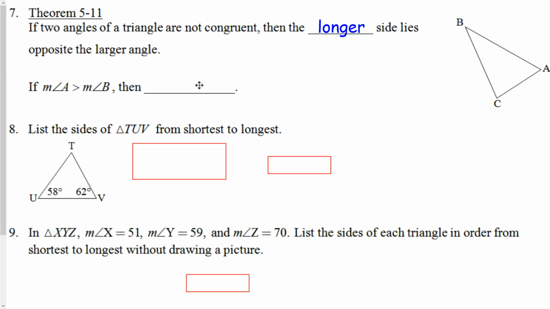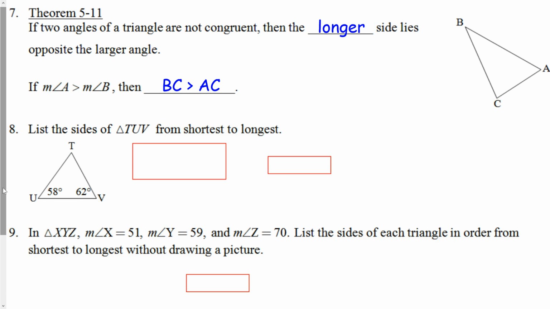We have another theorem that does the comparison the opposite way. If we have 2 angles of a triangle that are not congruent, the longer side of the triangle lies opposite the larger angle. So in the diagram for this one, we know the measure of angle A is greater than the measure of angle B, which means the side opposite angle A is longer than the side opposite angle B. So we'd be able to say that the length of BC is greater than the length of AC.